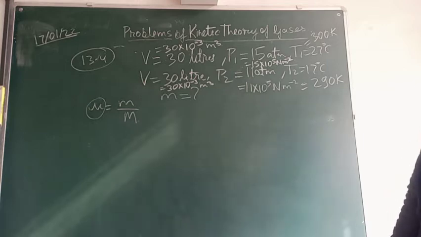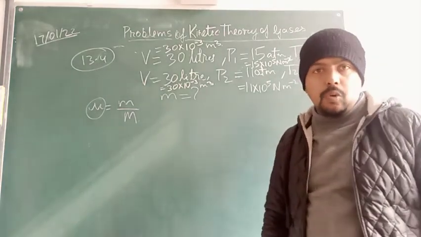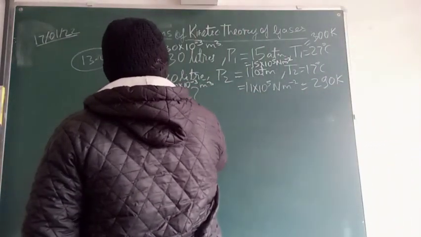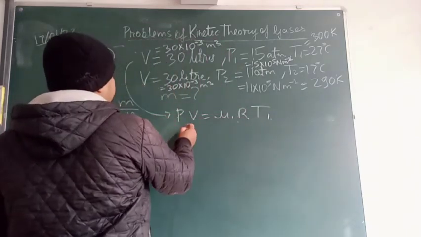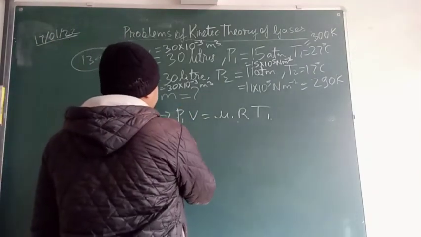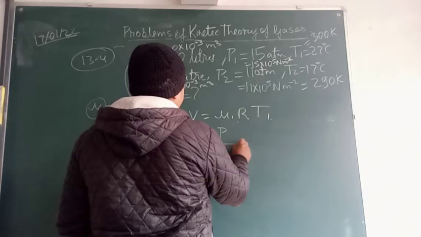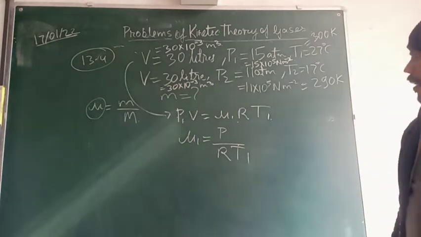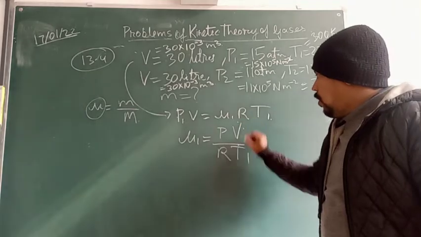After knowing these values, we just apply the gas equation which we know, that is PV equals mu into R into T. So for the first case, PV is equal to mu1 into R into T1, and the pressure is different while the volume is the same. So we can write mu1 is equal to P1 V upon R into T1.